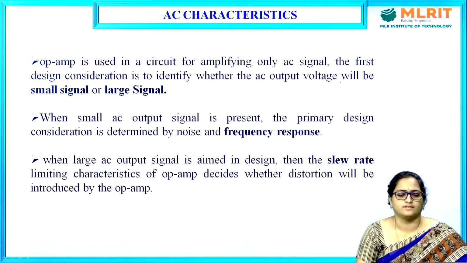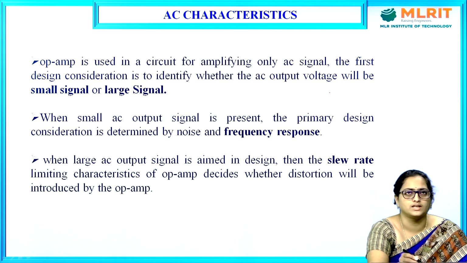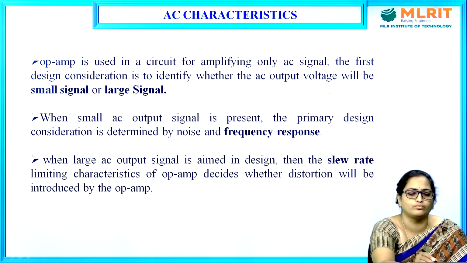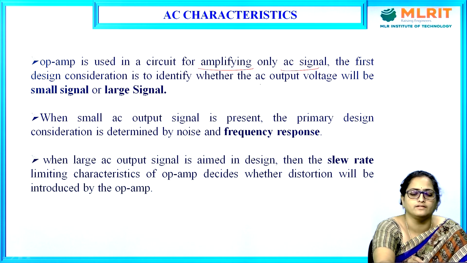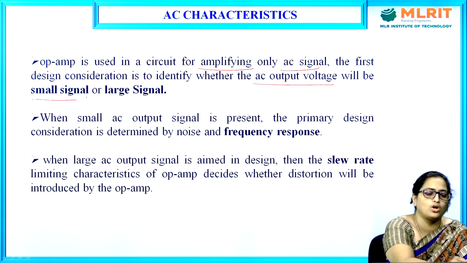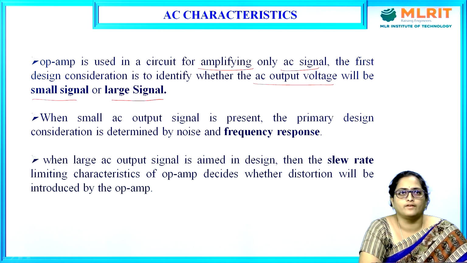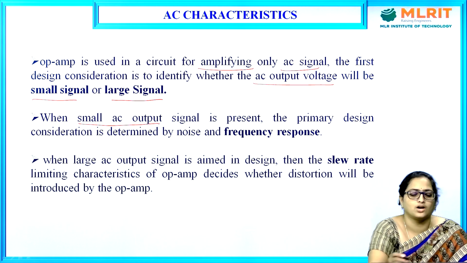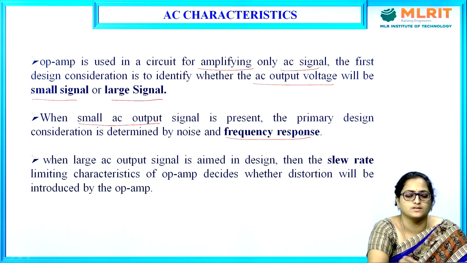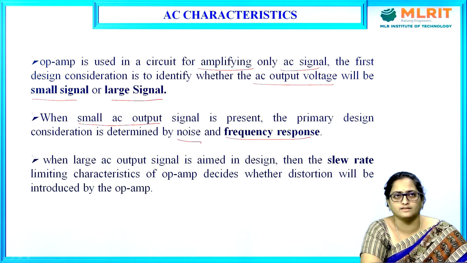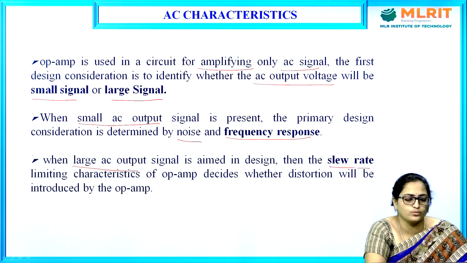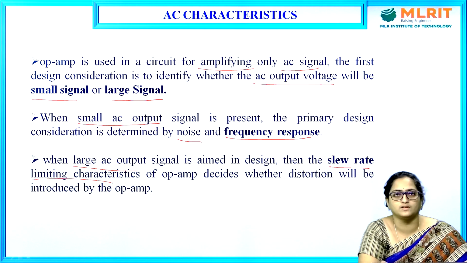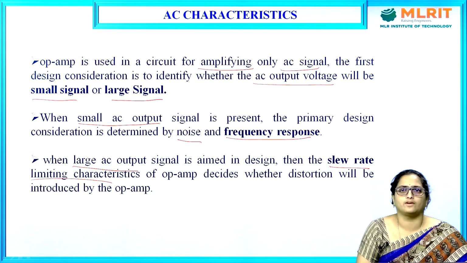Why AC characteristics? Generally, an op-amp is used in circuits for amplifying only AC signals. But the first design constraint is to identify whether the AC output voltage is a small or a large signal. When we are talking about a small AC output signal, frequency response and noise will be the main design constraints. When we are going with large AC output signals, the slew rate characteristics of an op-amp decide whether distortion will be introduced by the op-amp.